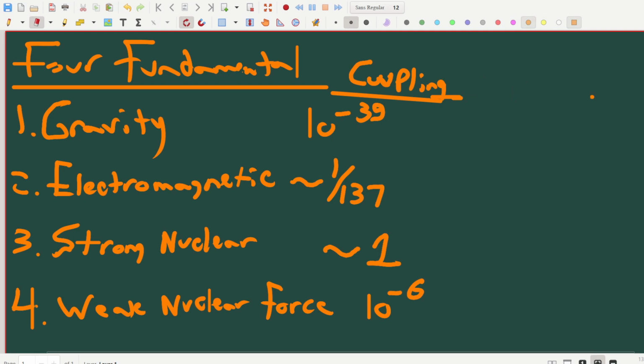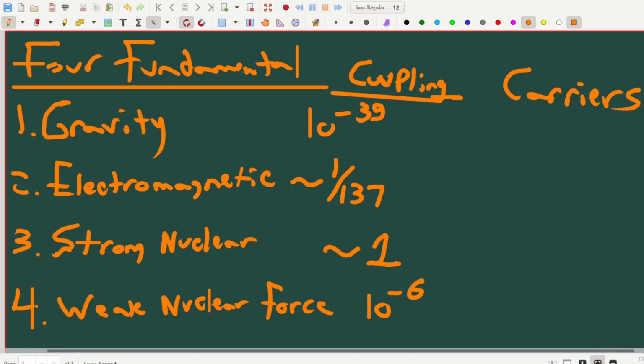Maybe you've heard in sci-fi books or whatever something called a graviton. This is a hypothesized particle that carries gravitational force from one object to another, but no one's ever observed that. As far as we know, it's just a physical effect of mass. So the other three have force carriers, and they're all very fundamental particles.